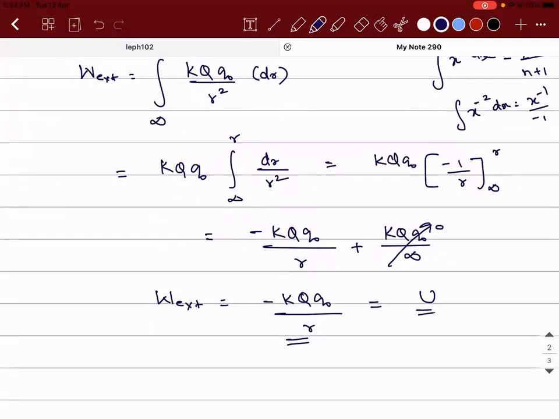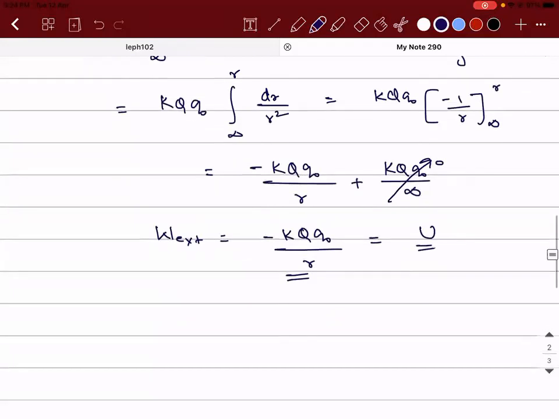Got it, guys? So when you look at this formula, this is the actual formula. Whenever you are using this potential energy formula, you always need to have that minus. Now, what does this minus sign indicate? The negative sign indicates that the electrostatic force is conservative in nature.